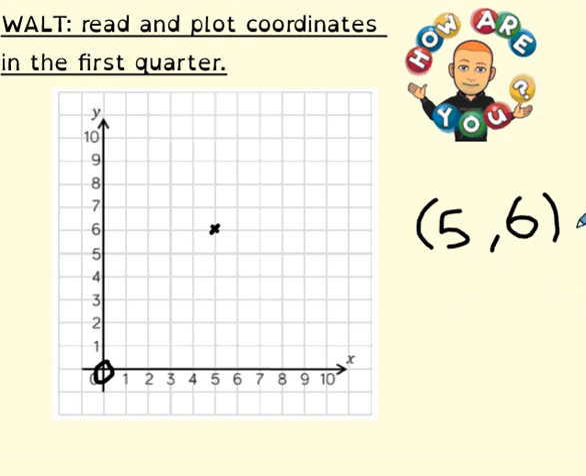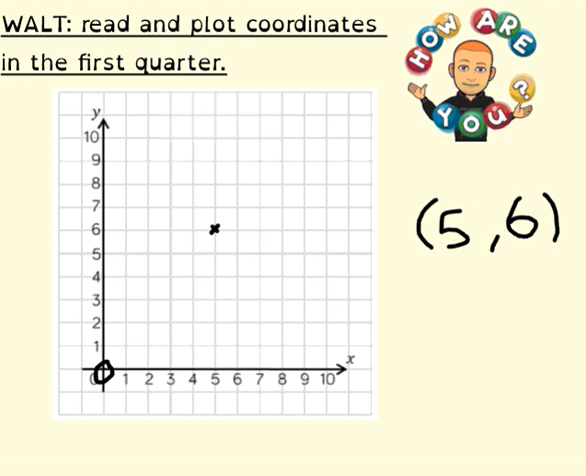Some people remember it as going along the corridor before going up the stairs. That's quite a nice little way of remembering which way to go first. Okay, because if you went up 5 and along 6, you'd be at a completely different point, which wouldn't be 5, 6. 6, 5 and 5, 6, even though they use the same numbers the other way around, are 2 different points on my grid.